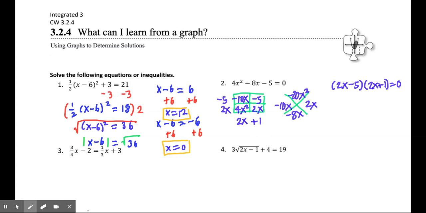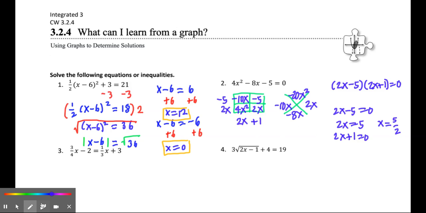And then once you factor it, you want to set each of your factors equal to 0. So 2x minus 5 equals 0, and 2x plus 1 equals 0. And from there, you'll get your two answers. So you add 5, and then you get 2x equals 5, and then divide by 2, and you get x equals 5/2 as one of your answers.